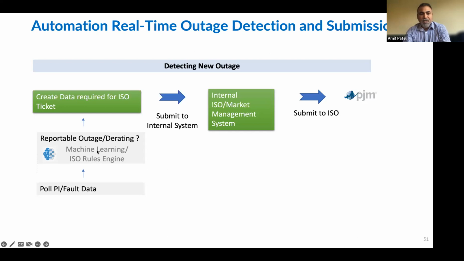Once you have this, you break this process into two steps. First is, I'm going to detect a new outage. Based on everything, we say, hey, is this a new outage? And then on top of that, you say, is this a new outage for the ISO? Because with each ISO, sometimes you don't have to report anything. So we will store every single outage or derating that we detect, and then we'll create the ticket if required.